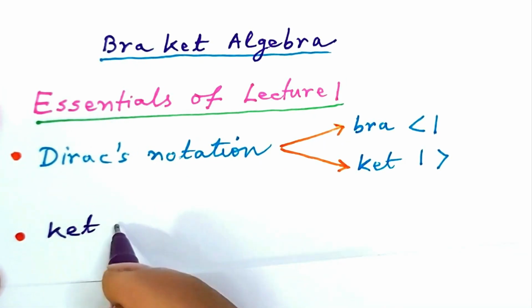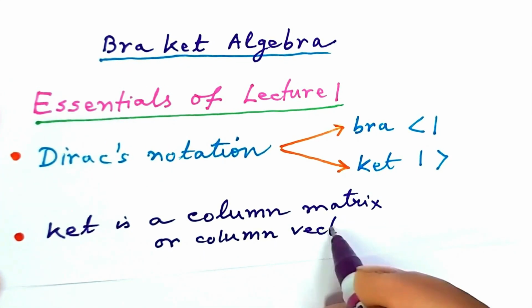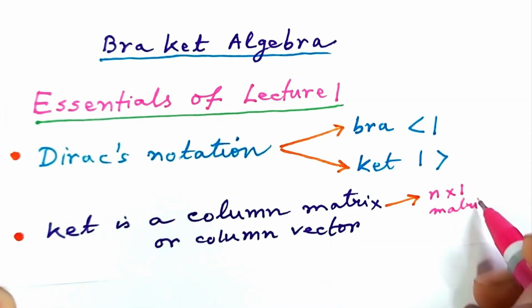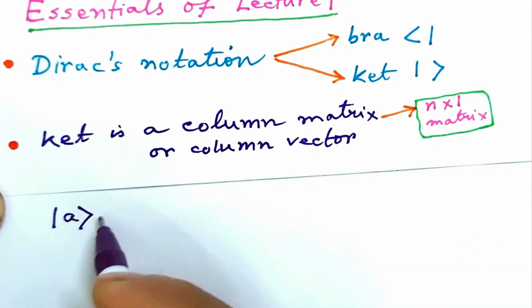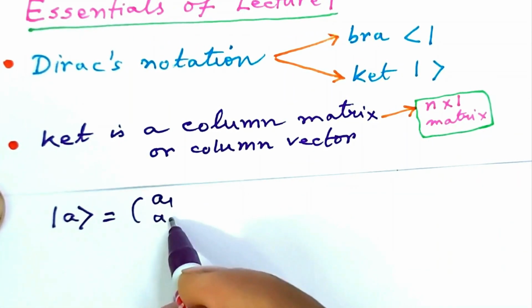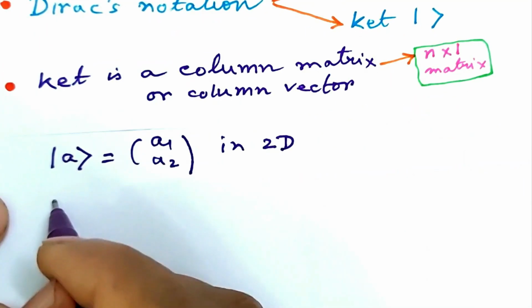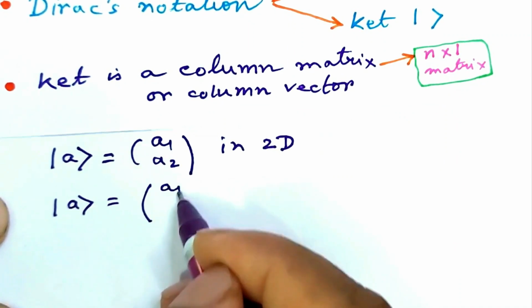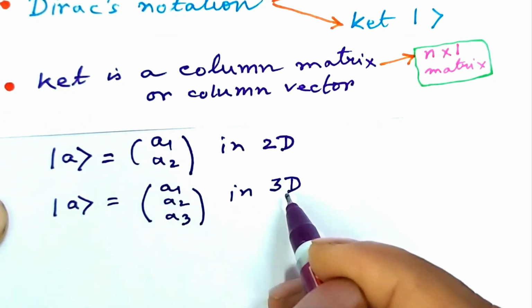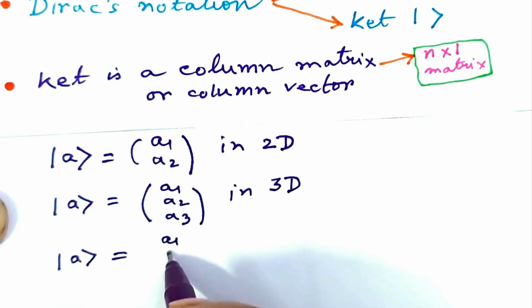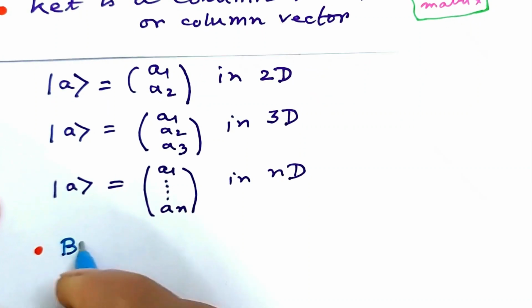Ket is a column matrix or column vector consisting in general of n rows and one column. We can write ket A as 2 cross 1 column matrix A1, A2 in 2D or 3 cross 1 column matrix A1, A2, A3 in 3D or n cross 1 column matrix A1 to AN in ND.